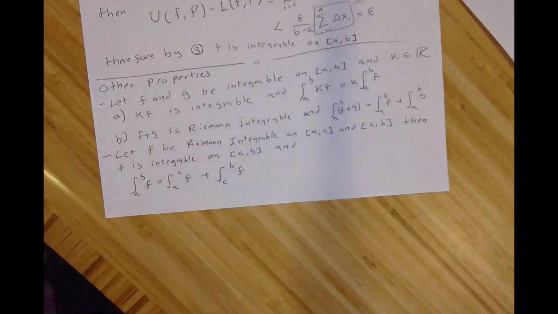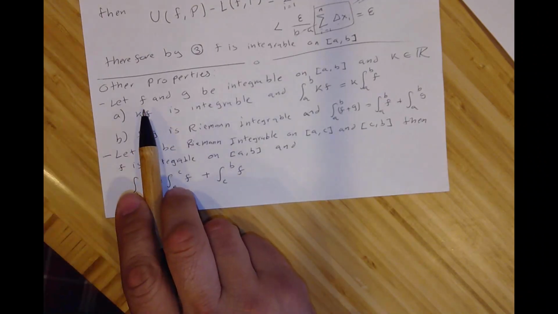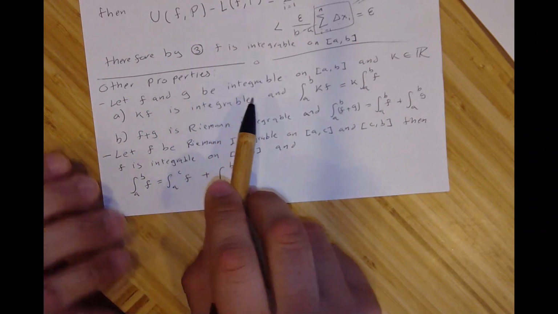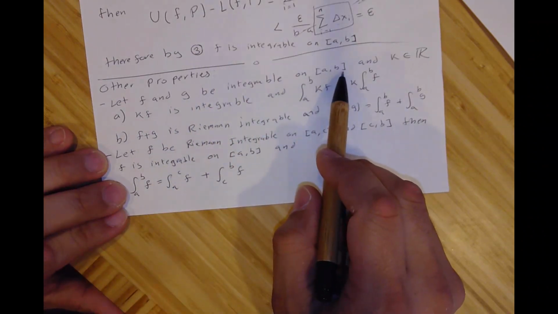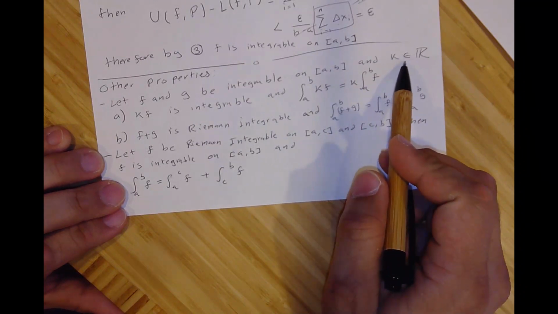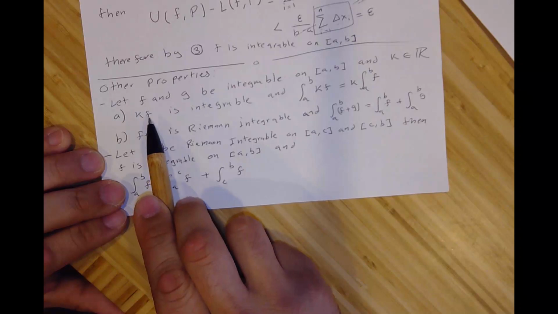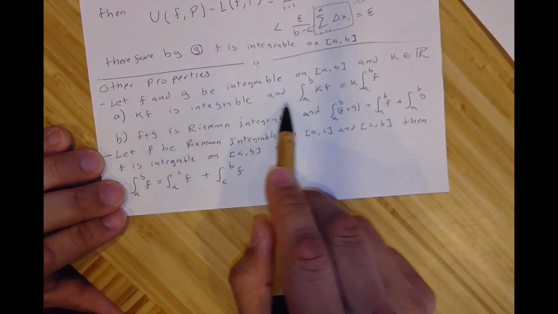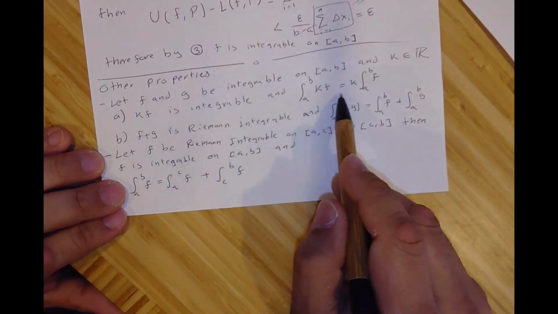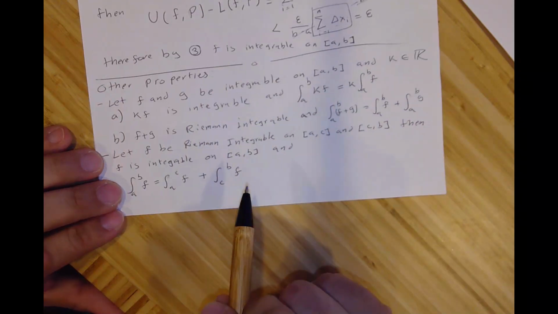Here are other properties that I am not going to prove, but it is good to know that we can utilize. Whenever f and g are integrable on the closed interval, and k is a constant in the real line, then k multiplied by f is integrable, and we define its integral as k multiplied by the integral of f.